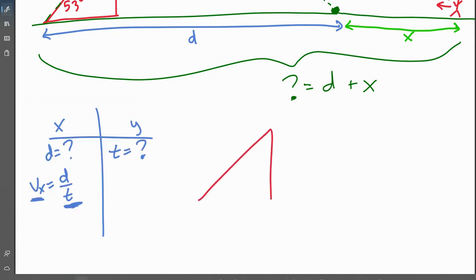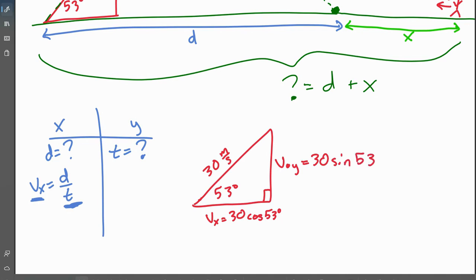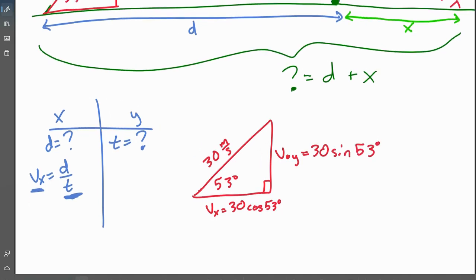In our velocity triangle, we have 53 degrees and 30 meters per second. Vx is 30 cosine of 53, and V naught y is 30 sine of 53. Here's a little trick. We like 53 degrees. 53 degrees is special because, oh, I drew that poorly, 53 degrees is part of a 53, 37 triangle. This is a 3, 4, 5 right triangle.